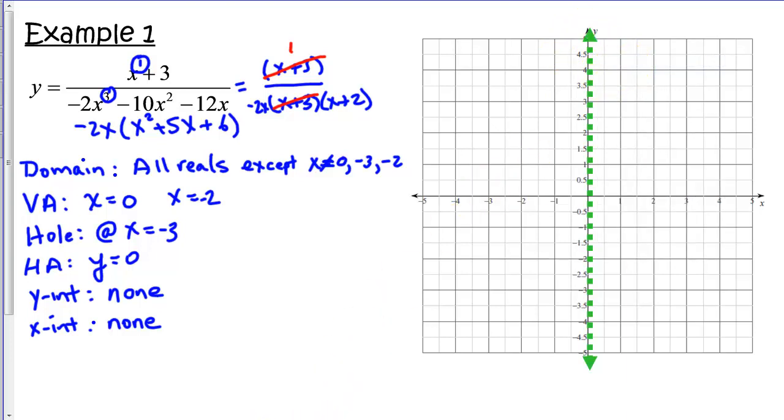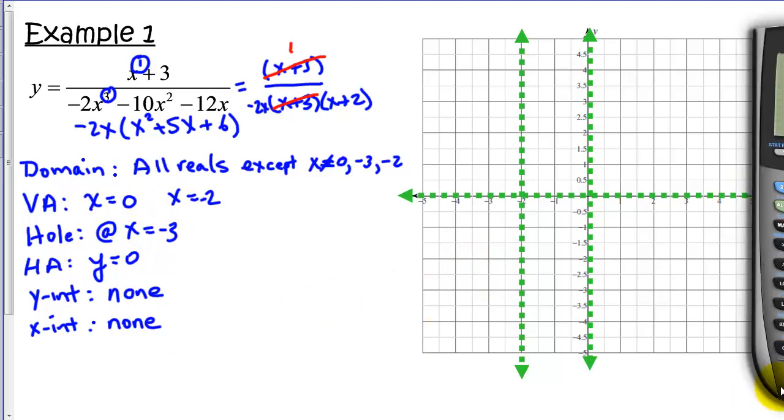And we have a vertical line at -2. And our horizontal asymptote is y equals 0, so the x-axis. And at this point, we don't have any other points to fill out. So at this point, we're going to bring up a graphing calculator.